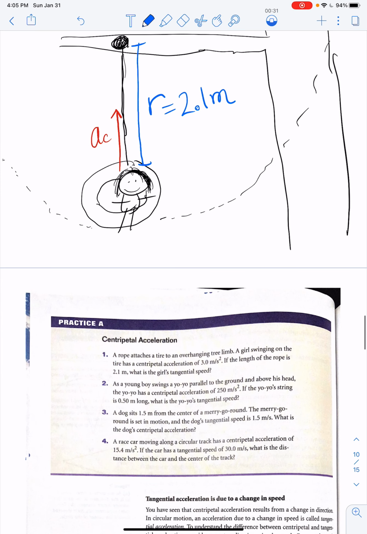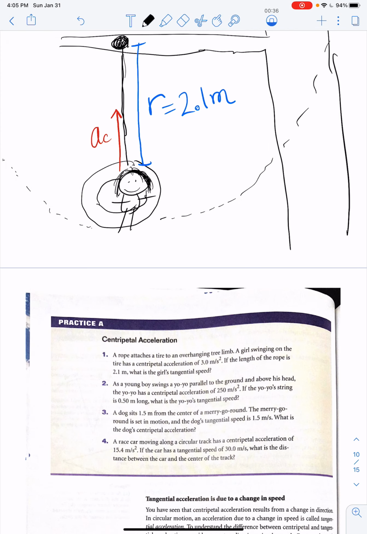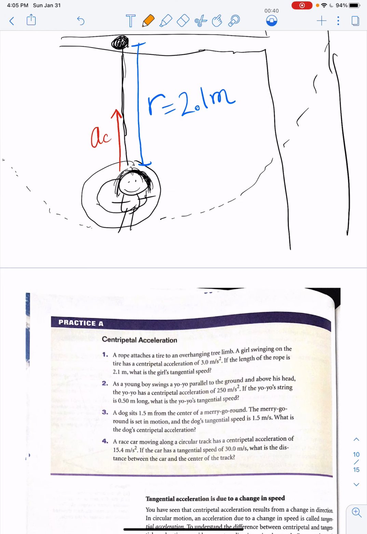And then they say, if the length of the rope is 2.1 meters, what is the girl's tangential speed? So we'll say that she's going counterclockwise right now. So this is v_t, or if you just want to write just v, you can, and that's fine. And we want to know what this tangential speed v is. So this is the question.